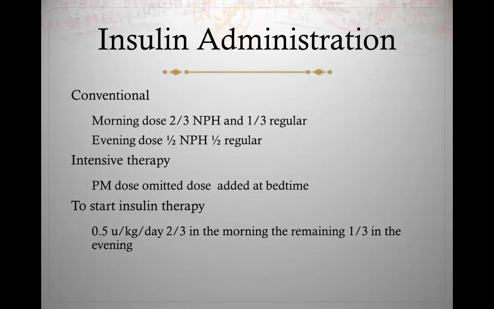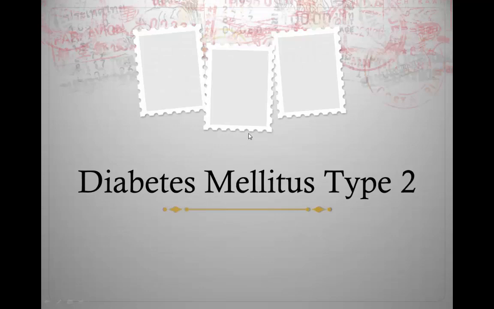There's another method, which is the intensive therapy, in which you would reduce or omit the night dose of insulin and add a portion at bedtime. And again, this is the main calculation. So you're going to do 0.5 per kilogram per day. The total number here, you're going to do two-thirds in the morning, and from that two-thirds in the morning it is going to be two-thirds NPH and one-third regular, and from the one-third in the evening, you're going to take half NPH and half regular. It's a mathematical equation. So this is the end of the first presentation, and we'll do the second half for diabetes type 2.